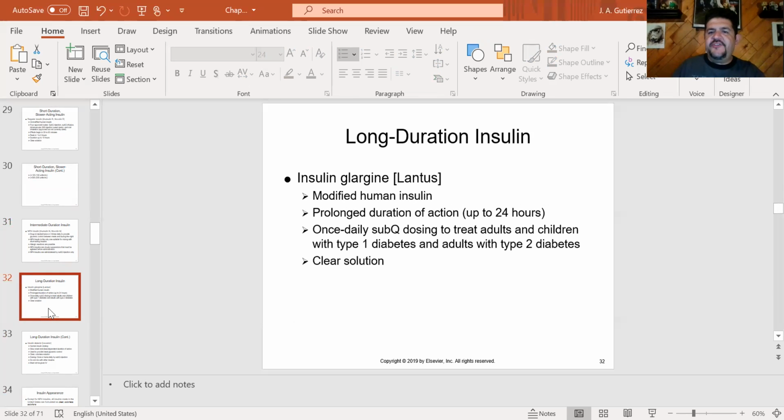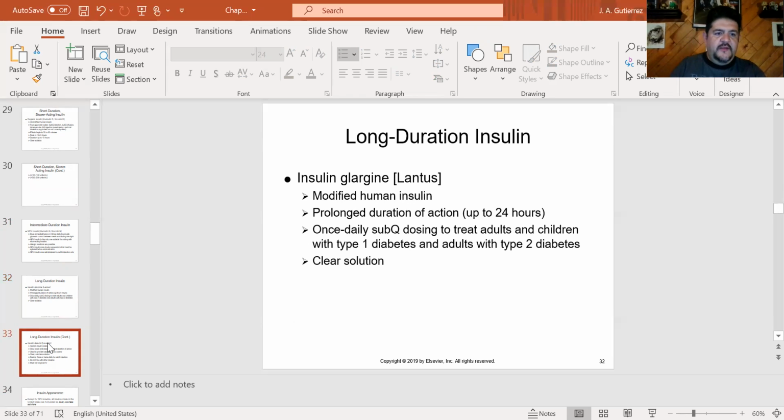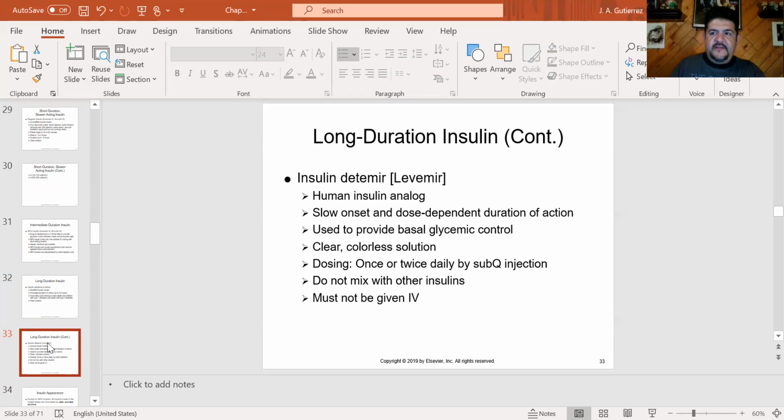Then we have a long duration insulin. We have two. We have insulin glargine and insulin detemir. What they have in common is that the duration of the effect is 24 hours. These two insulins are called basal insulins, and they're only administered once daily. So those are the insulins that we have in order to treat type 1 diabetes, basically.